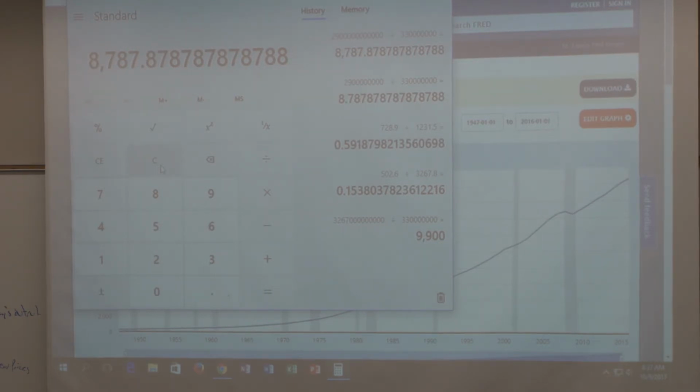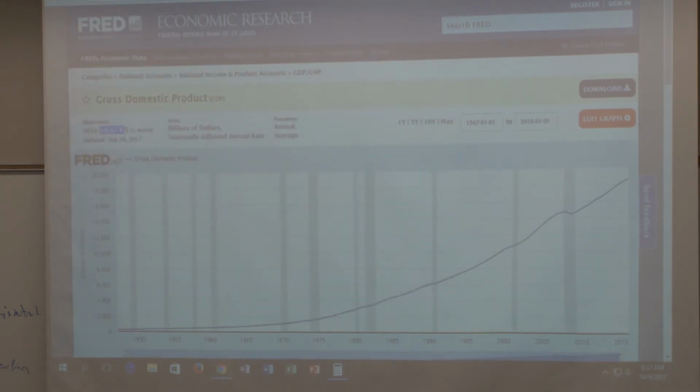What's the difference between these two guys? What do you think? Gross domestic product, GDP, net domestic product. What do you think is the difference between these two guys? All right, clearly there's something here, right? $2.9 trillion.